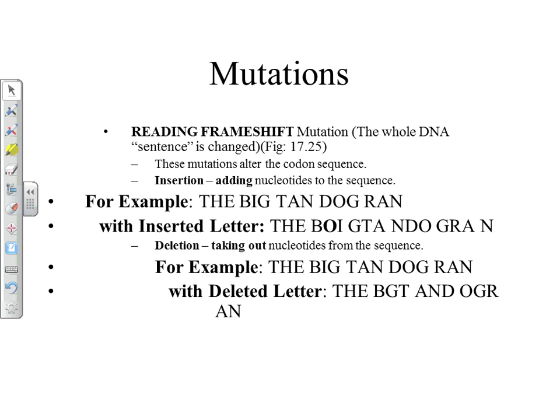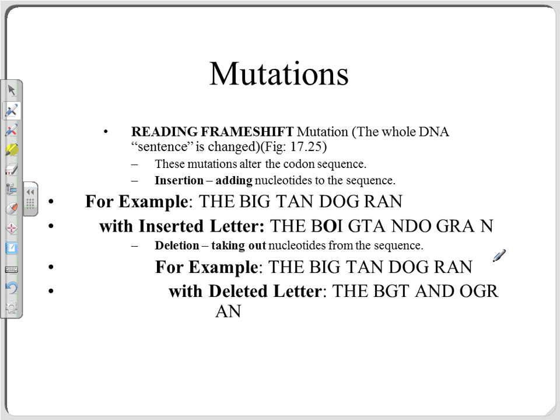Up here, it shows you that in regular English words. Our whole sentence is made out of 3-letter words. Here, we inserted one letter, an O. And when we inserted that O, that changed the whole meaning of the sentence, right? It made it garbage. Down here, same thing, except we deleted an I. And when we deleted that I, everything from that point on is wrong. So frame shift mutations are either insertions or deletions. And either way, those are really serious mutations because they change everything from that point on.